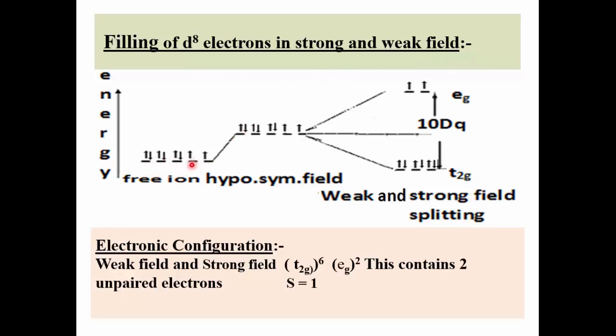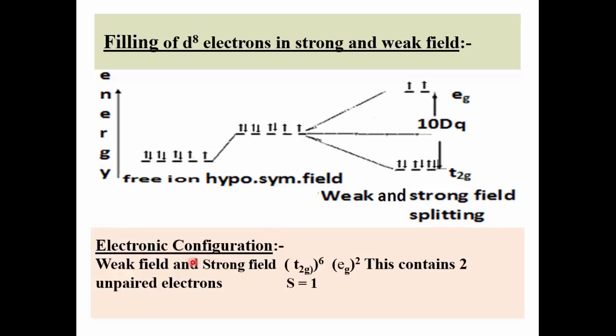This is the free metal ion orbitals. Here this d orbital contains 8 electrons. In the hypothetical symmetrical field, the electrons remain as they are. And now see, in weak field as well as in strong field, this is the Eg orbital, these are the t2g orbitals. Filling of electrons remains the same in both fields. The t2g orbitals are now completely filled. They contain 6 electrons, and the 7th electron enters the first eg orbital and the 8th electron enters the second eg orbital.